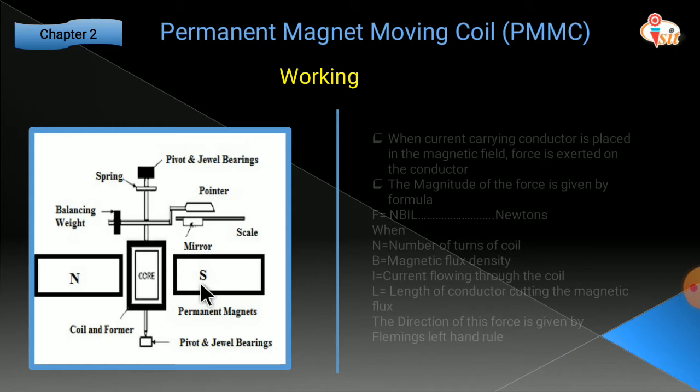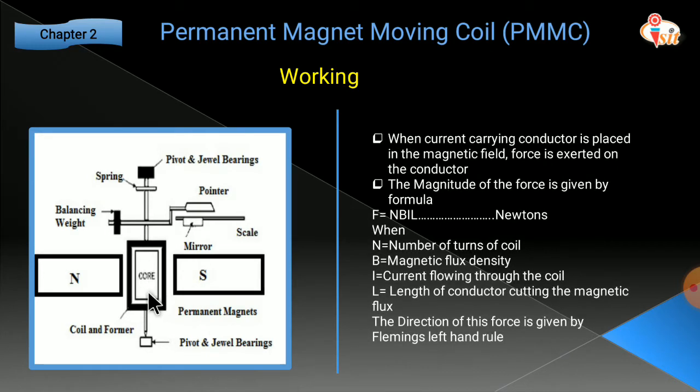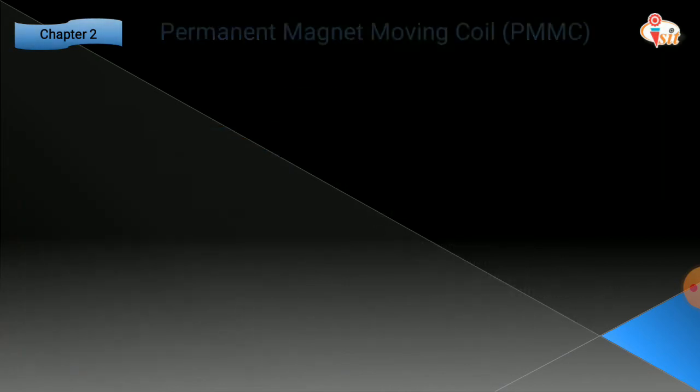When a current carrying conductor is placed in a magnetic field, this is a current carrying conductor. Whenever this current carrying conductor is placed in a magnetic field, here the magnetic field is produced by permanent magnets N and S, then a force is exerted. Once the force is exerted on this coil, automatically the pointer will start to rotate on the scale. And this is the working of permanent magnet moving coil. Now I am going to show you a video of permanent magnet moving coil.